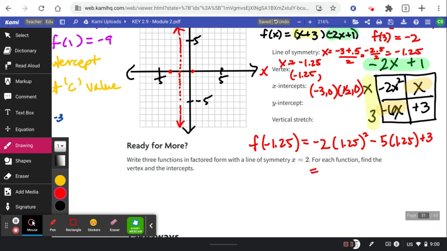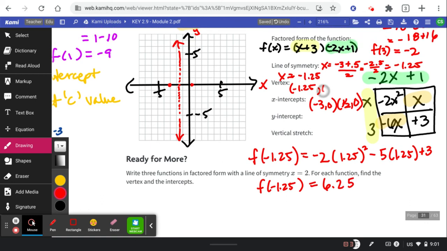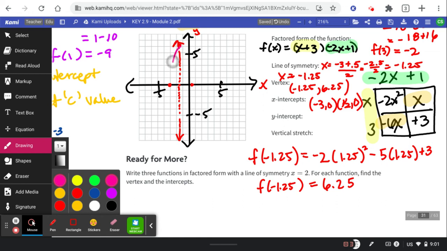So I want you to take a minute to go plug this into a Desmos calculator, pause the video, and go plug it in. You got it. It's 6.25. So (-1.25, 6.25) is going to be up here somewhere as your vertex. And then you're going to go ahead and connect it downwards.